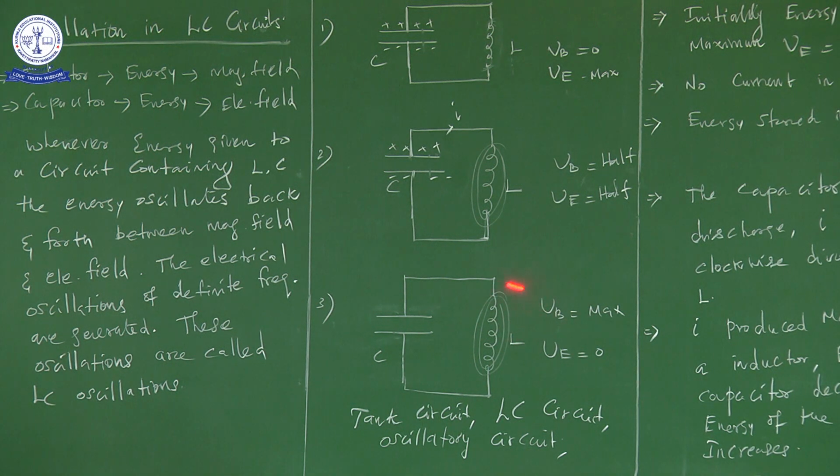So the magnetic field energy is maximum across the inductor. However, the capacitor doesn't have any charge, so the energy of the electric field across the capacitor is 0. So this is the first cycle.